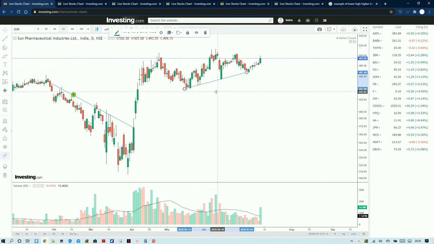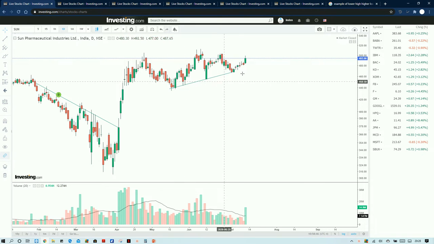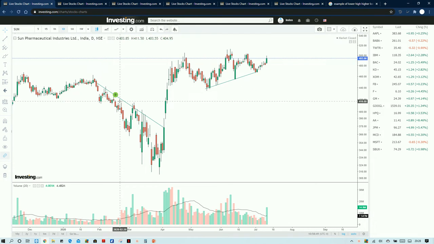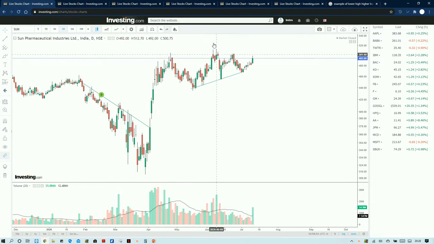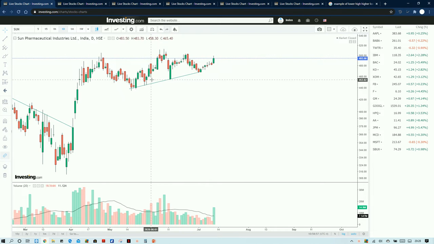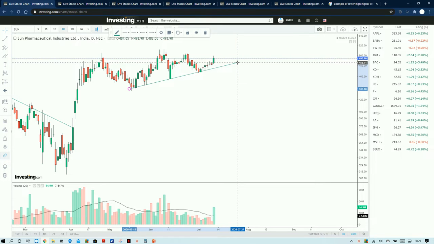Slight adjustments means you can connect the wicks here, but you should ensure that no closing price should be below this trend line. Earlier in the downtrend, there should not be price closing above the trend line, but for drawing the uptrend line, there should not be any closing prices below this trend line. So you are connecting somewhat here, and you can extend it slightly. You can do some adjustments so that it connects the maximum points.